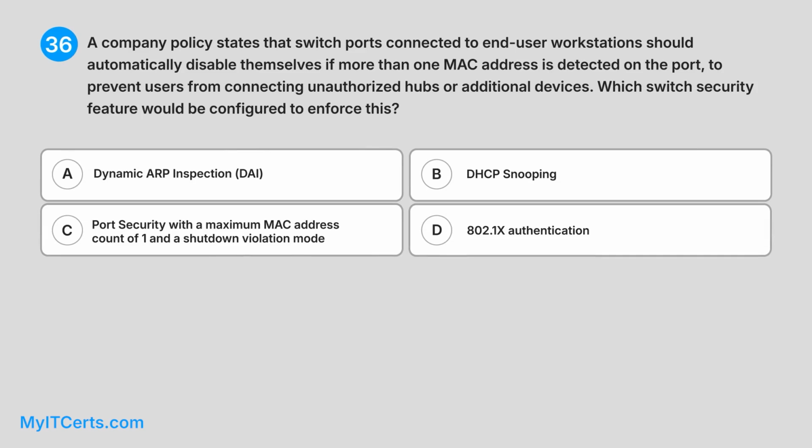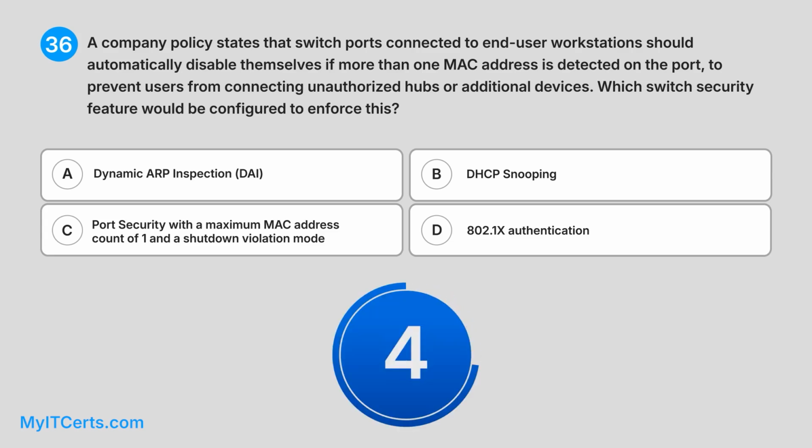36. A company policy states that switch ports connected to end-user workstations should automatically disable themselves if more than one MAC address is detected on the port to prevent users from connecting unauthorized hubs or additional devices. Which switch security feature would be configured to enforce this? A. Dynamic ARP inspection, DAI. B. DHCP snooping. C. Port security with a maximum MAC address count of 1 and a shutdown violation mode. D. 802.1X authentication. What do you think is the answer?